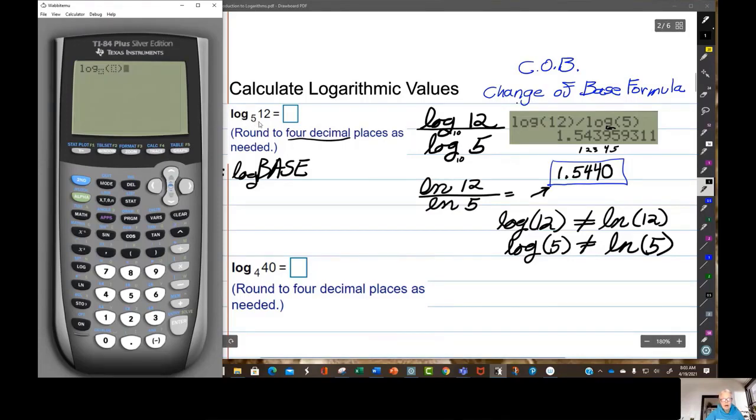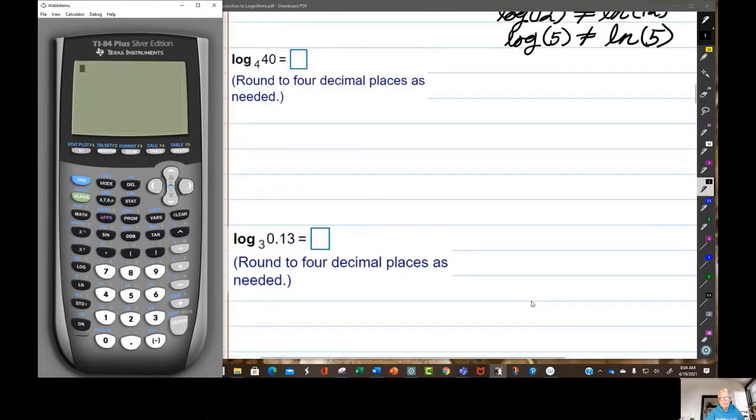So log base 5 of 12, I could write this way, log base 5 of 12, enter. And it's that same number right there. The same number we got for log 12 over log 5 or ln 12 over ln 5. So if you've got it, feel free to use it, but you don't need it because you've got the change of base formula. And I'm going to use the change of base formula for these other two homework problems.